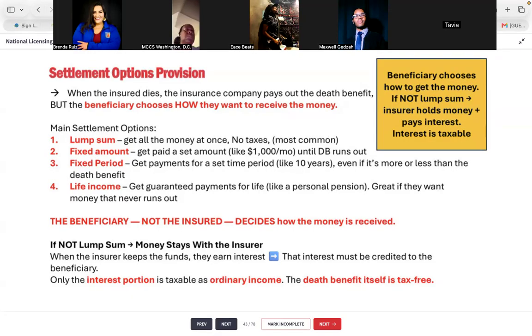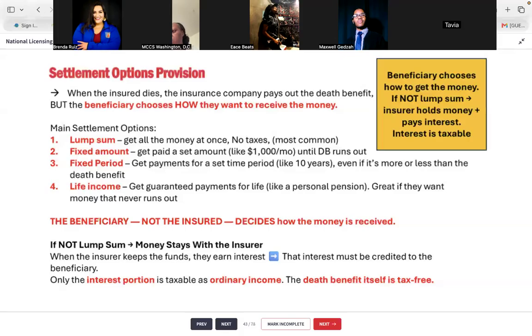That's option one. Option two, you can say, I would like to receive a set amount of money until the death benefit runs out. Pay me $1,000 a month until this $1 million runs out. What's the math on that? I can't math very well. You don't need to know math to be a life insurance agent, y'all. That's 1,000 months. How many years is that? About 83 years. That's crazy. Whoa. So yeah, you could say, give me $1,000 a month until this money runs out, and they'll do that, right?